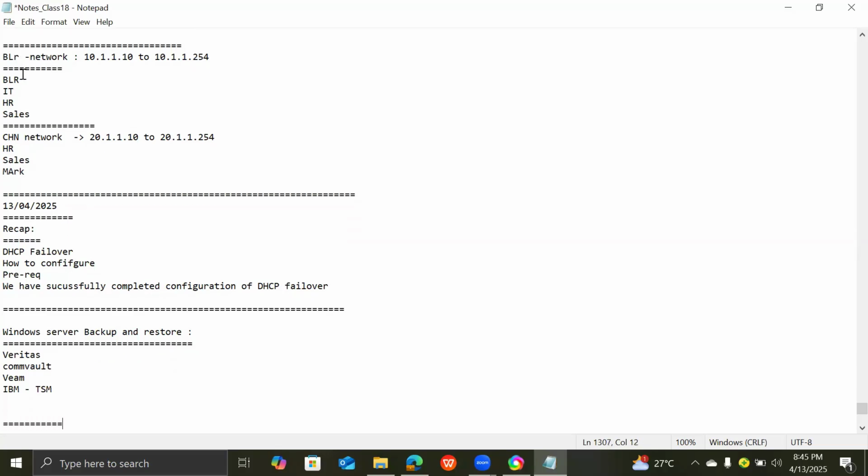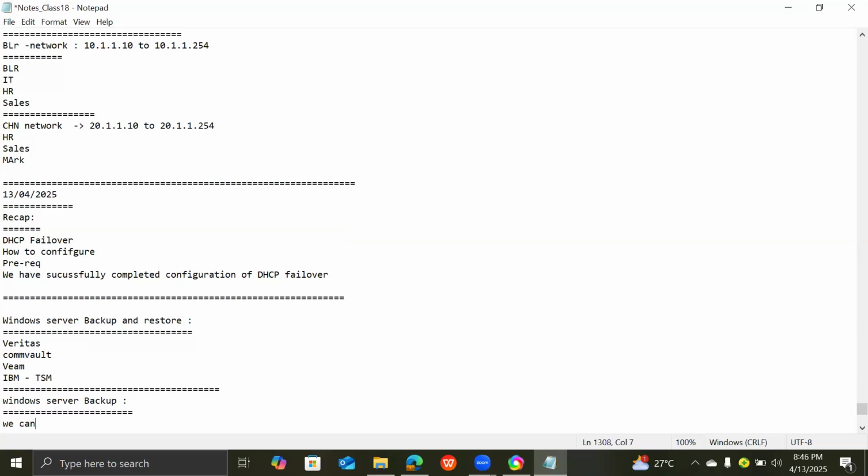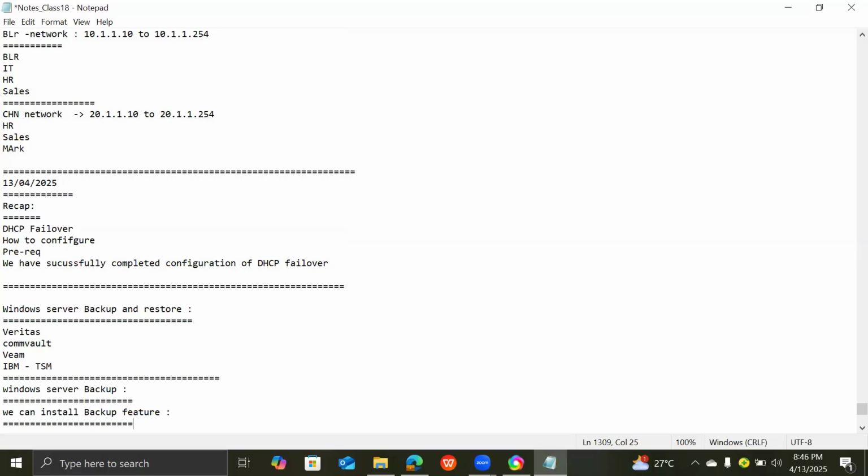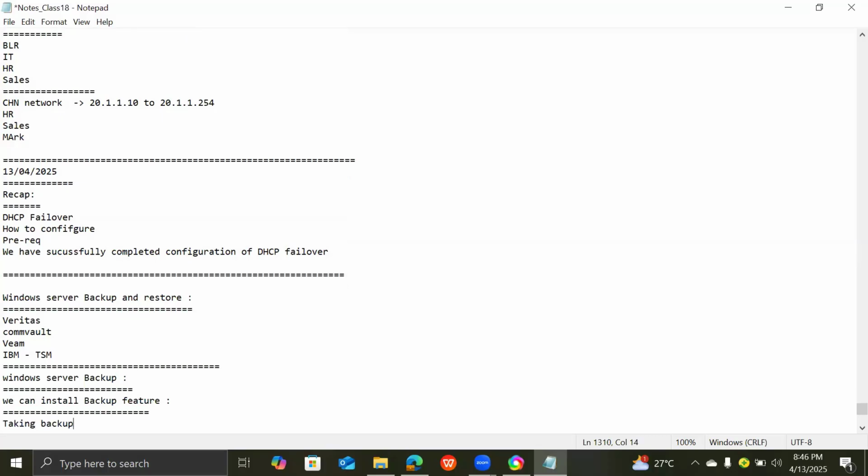These vendors support 100% zero data loss, right? If something happens, they will be responsible for avoiding the data loss. And we should also know the traditional, standard Windows Server backup. The concept is that in Windows Server we can install the backup feature, and with the help of that feature we will take a backup and restore.